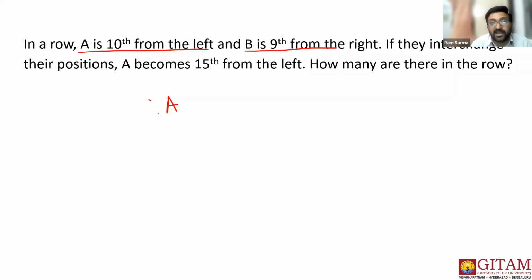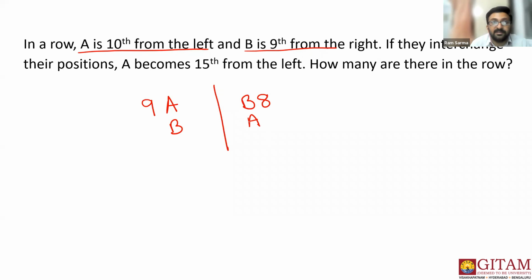A is 10th from the left. So there should be 9 members to the left of A. Along with this, you are given that B is 9th from the right. So there should be 8 members to the right of B. If they interchange their positions, what does it mean? Now B will occupy A's previous position. A will occupy B's previous position. The current position of A is the same as the earlier position of B.